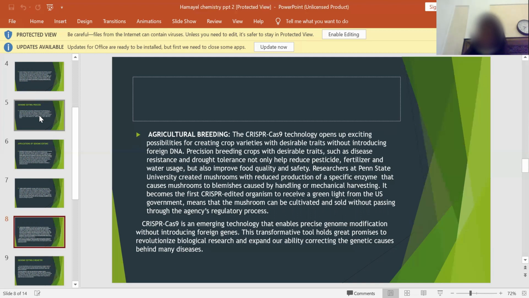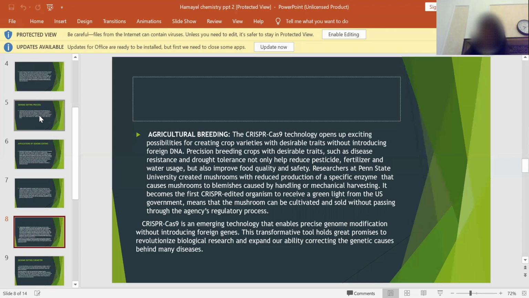Researchers at Penn State University created mushrooms with reduced production of a specific enzyme that causes blemishes from handling or mechanical harvesting. It became the first CRISPR-edited organism to receive a green light from the U.S. government. It means that the mushroom can be cultivated and sold without passing through the agency's regulatory process.